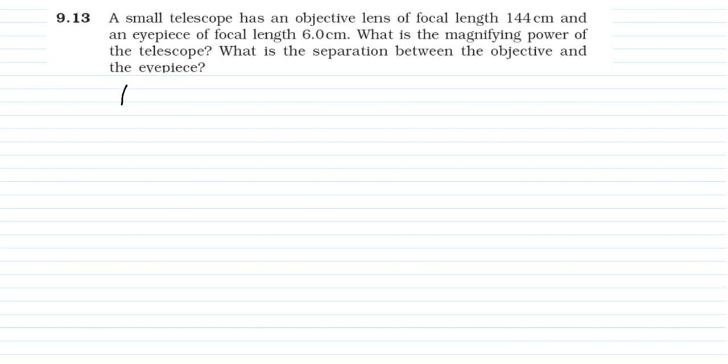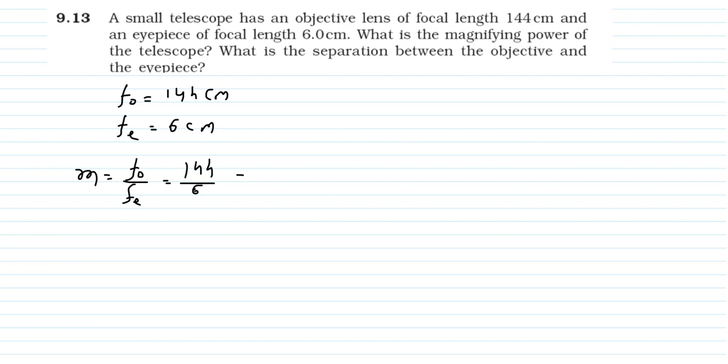That is, the objective lens focal length is 144 centimeter, and the eyepiece focal length, that is FE, is equal to 6 centimeter. What is the magnifying power of the telescope? What is the separation between the objective and eyepiece? So for this case, M is equal to FO upon FE, that is equal to 144 by 6, that is equal to 24.